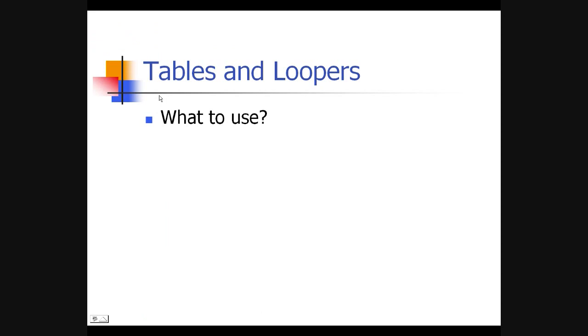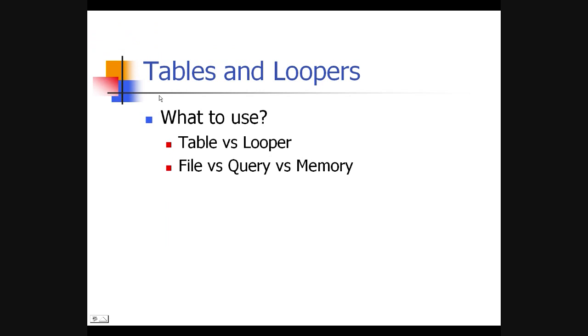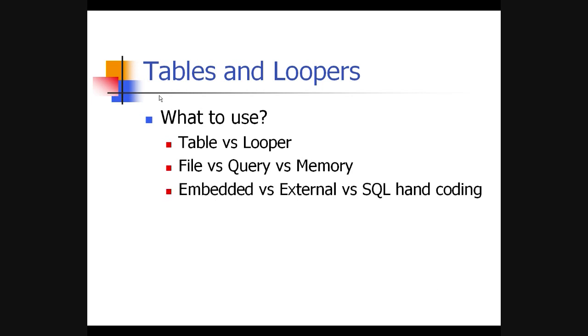So, what to use? A table or a looper? Once you know if you want to use a table or a looper, are you going to use one that is working directly on a file, on a query, or directly in memory? If it's on a query, are you going to use an embedded query, an external query, or even a SQL hand-coded query? And if you use a memory object where you code yourself the data access, are you going to use SQL code or H commands?